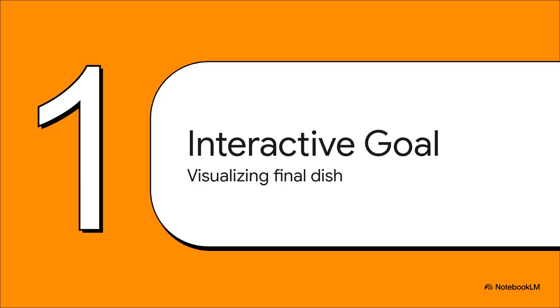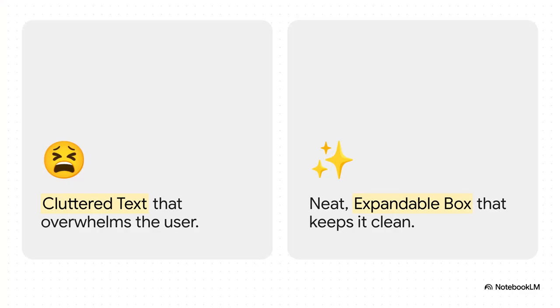Section 1. The interactive goal: visualizing the final dish. Think about it. If you just dump all your paragraphs onto a page, your users are going to face endless scrolling, total information overload. But by designing a neat, expandable box, we give the user the reins. Interactivity is absolutely crucial here. We want a button that smoothly expands a hidden block of text when clicked, and then beautifully tucks it away when clicked again. It keeps our layout pristine and organized without ever forcing us to delete important, substantive content.